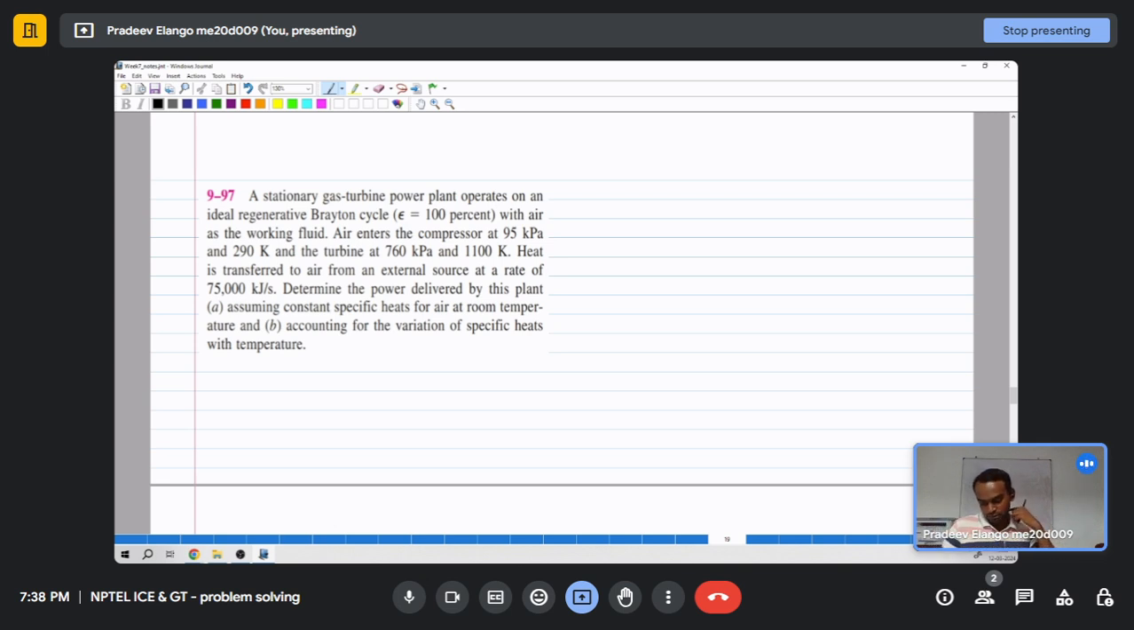So in this Brayton cycle, there is air entering into a compressor, and then there is a heat exchanger, and then it goes to a combustion chamber. So this is 2, this is 3, and then it goes to a turbine. Then this is the turbine, and then it goes to this heat exchanger. Now, since the effectiveness is 100%, this implies that T2 is equal to T6. That is, the maximum possible heat transfer has occurred.